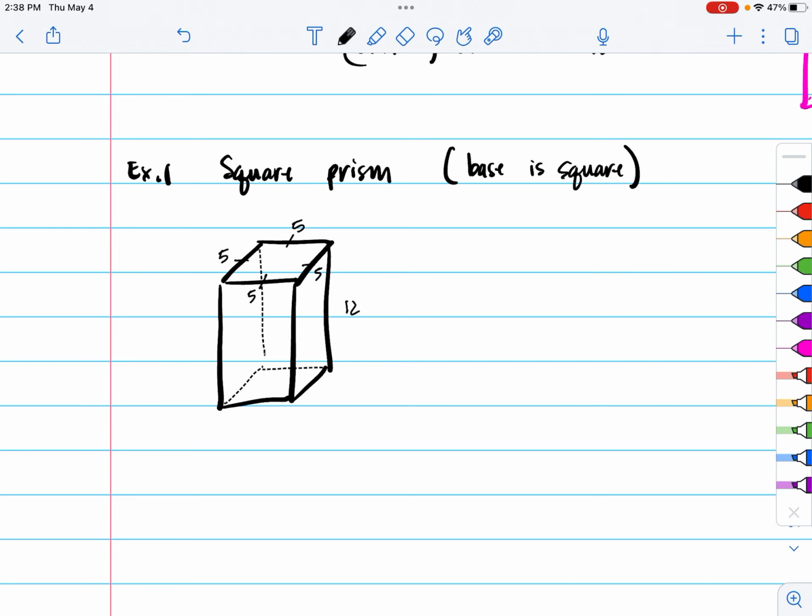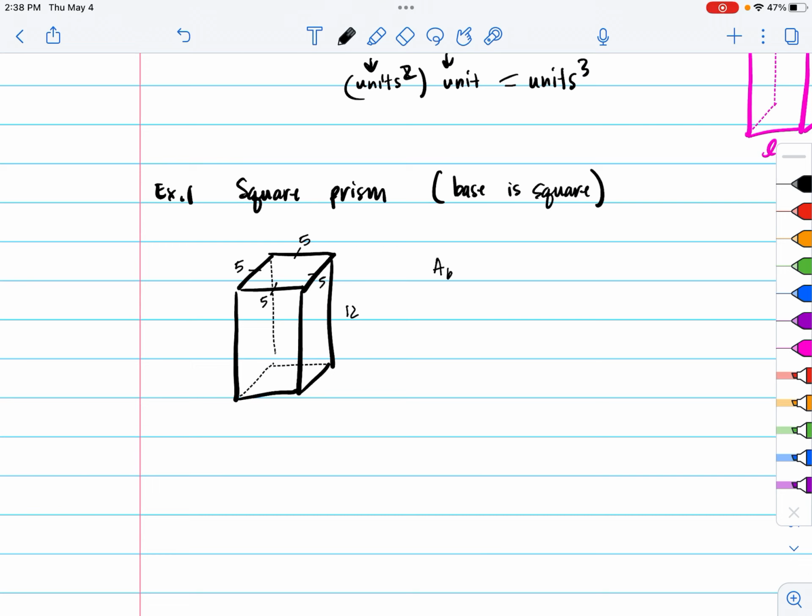Okay? And we could actually do this, right? Volume is equal to area of the base times height. We know the area of the base is equal to 5 times 5, which is 25. We know the height is 12, so we do 25 times 12, and that should be equal to 300. So the volume here is equal to 300, and I don't have a unit of measurement, so we say units cubed. We are done.